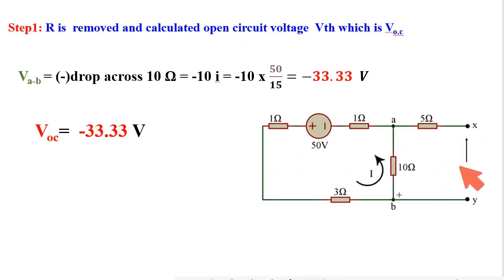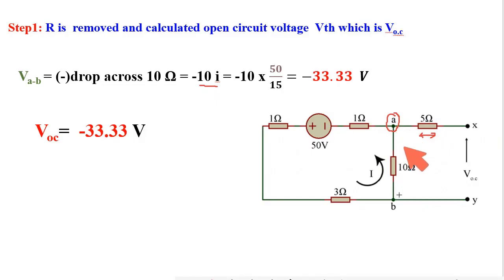What is this open circuit voltage? It is the voltage across X and Y. As no current is flowing through this 5 ohm, the potential at X is equal to the potential at A. So VOC is the potential at A with respect to point B, which is equal to this 10 ohm multiplied by the current through this 10 ohm resistance. Here a negative sign is present. Why this negative sign? Because I am using the nomenclature VAB.